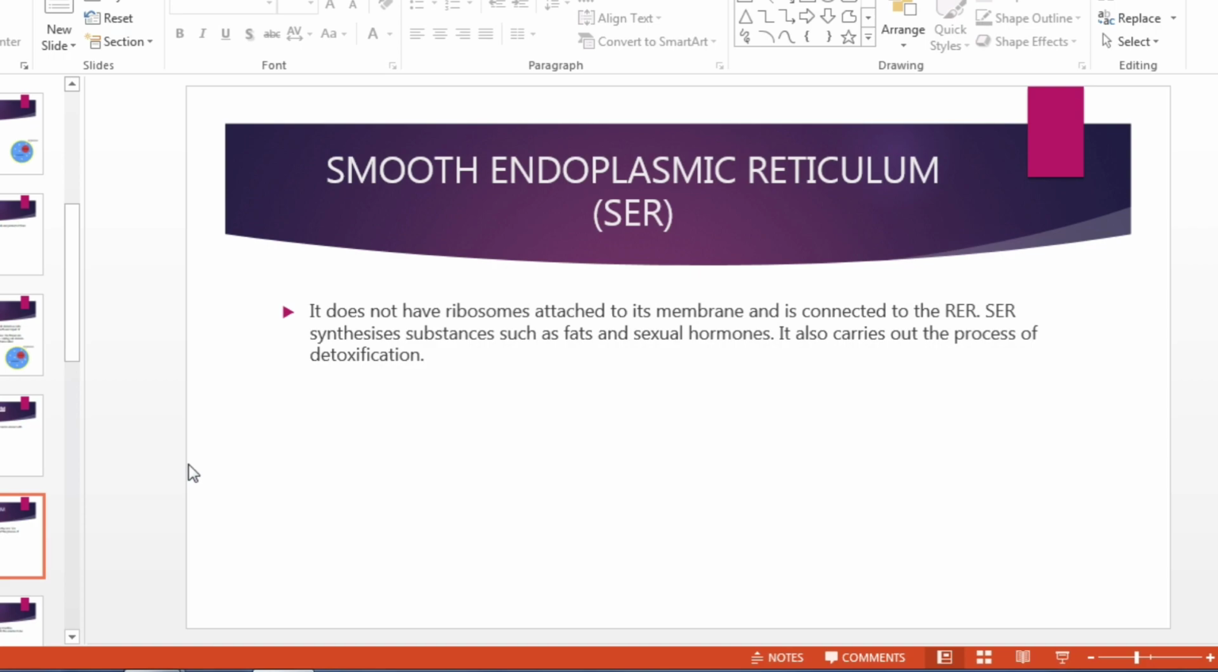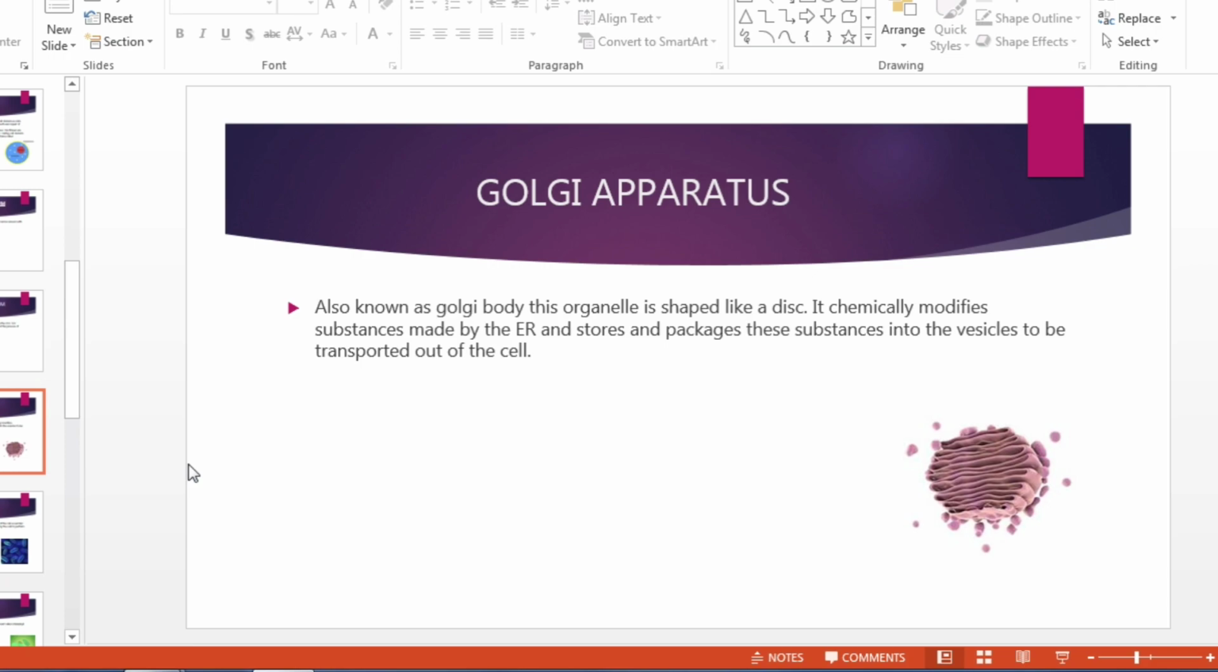As here also synthesizes substances such as fats and sexual hormones. It breaks down fats into... Basically it produces enzymes which break fats into simpler substances, and sexual hormones through the process of meiosis, which we will study further on. The next cell organelle is Golgi apparatus.